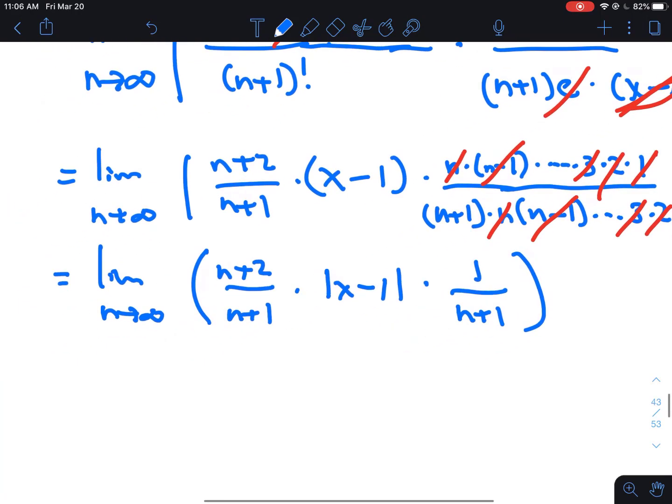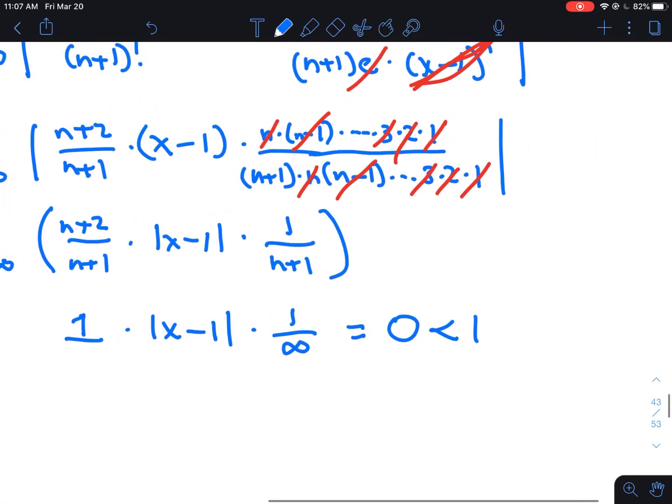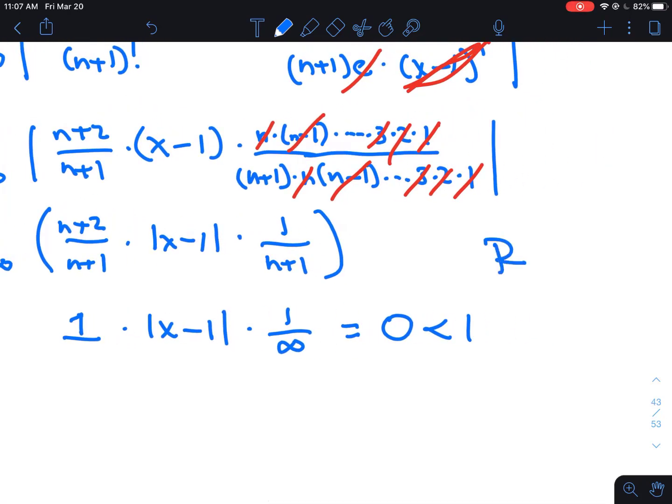So as n goes to infinity, this is going to be 1. This doesn't have any n's, so it just is what it is. And this is going to be 1 over infinity, right? And of course, when you divide by a larger and larger value, this is just going to be 0. So we're going to have 0, and the question is, is 0 less than 1? Well, it's always less than 1, no matter what x value you choose. And so the radius of convergence is going to be infinity.